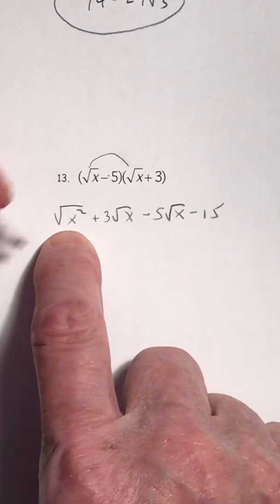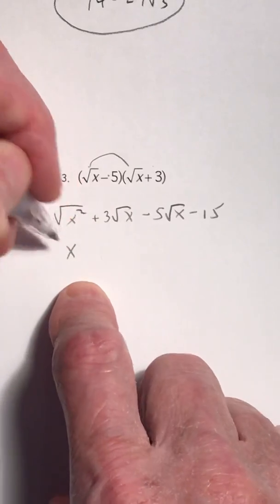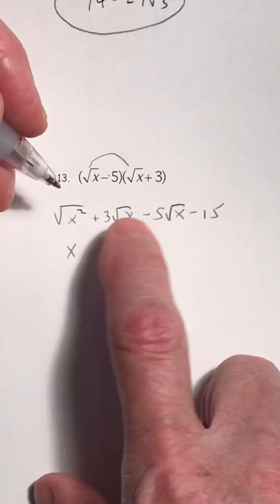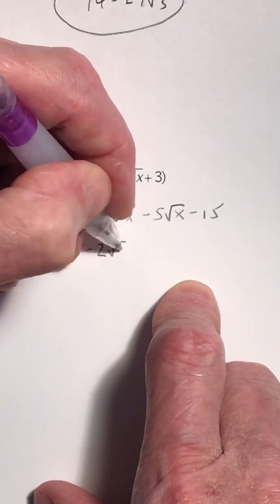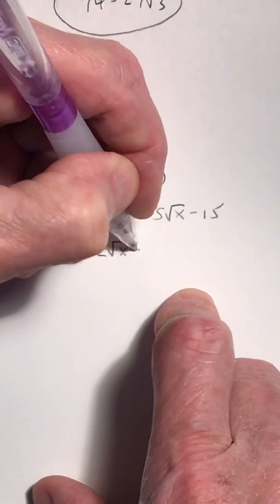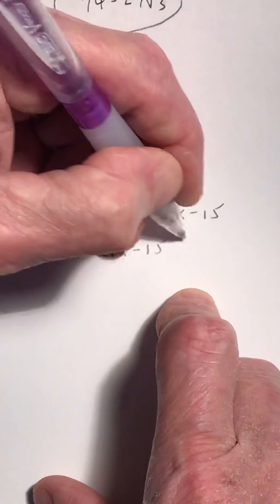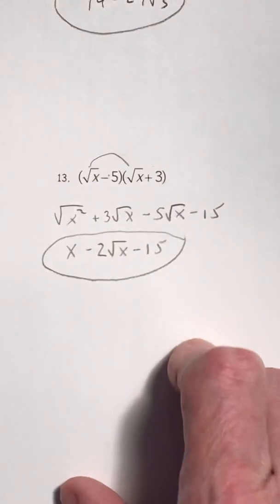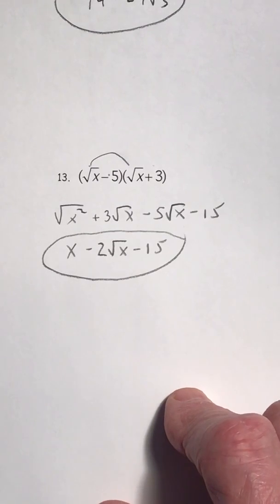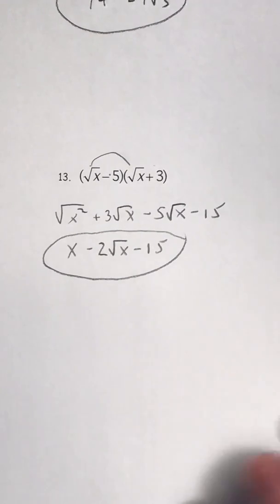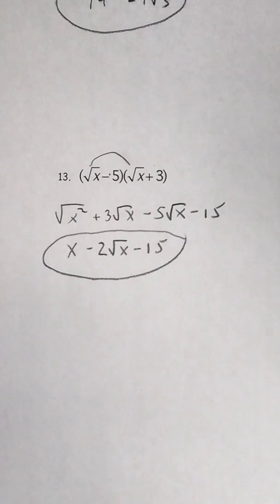So this square root of x squared is x. We do have like radicals. 3 of these minus 5 of these makes minus 2 of them. And an ordinary integer at the end there, minus 15. That's our finished answer for exercise 13. That's the end of page 2. Next video will be page 3.